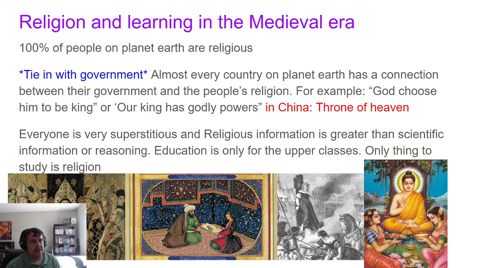So, 100% of people on planet Earth are religious in this period. No one is atheist or agnostic. Everybody has some idea of this superpower up in the sky that'll tell you how to live your life, tells you what happens when you die. And in almost every case, there are some cases where it's not true, but the government enforces a religion on the people. So government and religion are intertwined, and the government says, all right, everybody's going to be a Hindu. And if you're not Hindu, you're going to have problems.